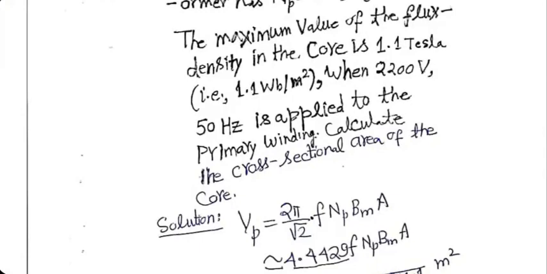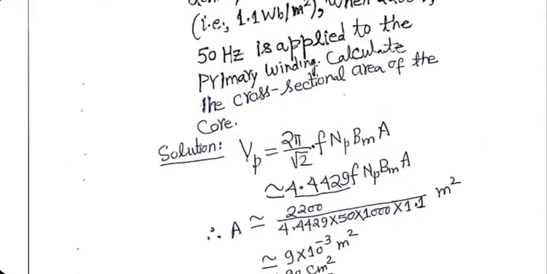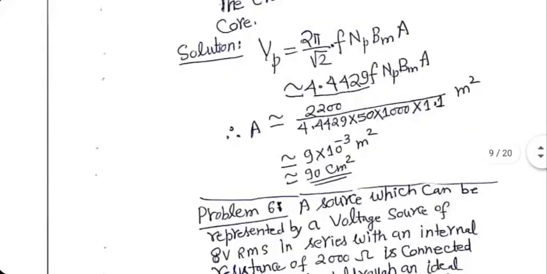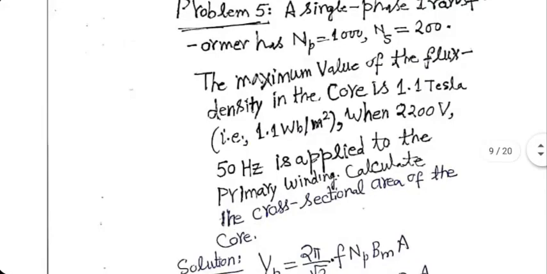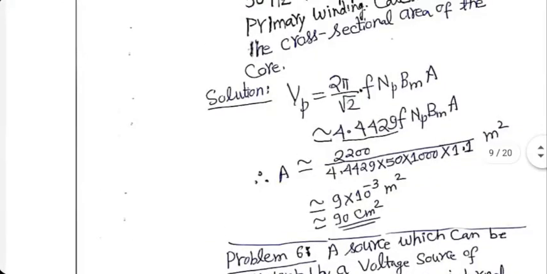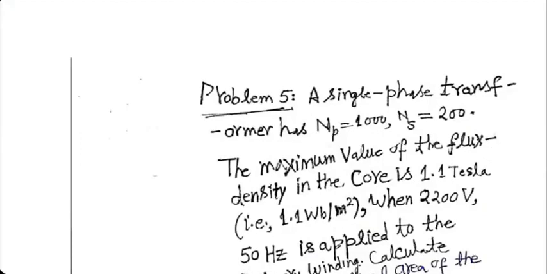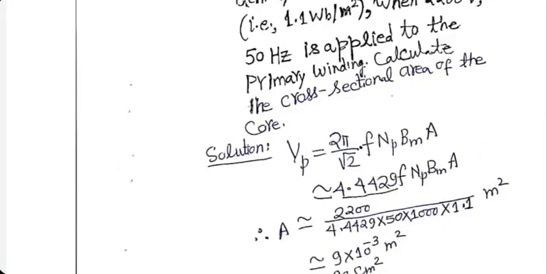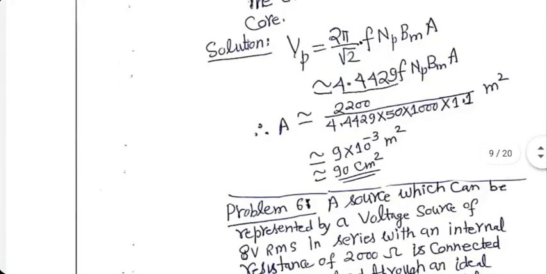Oh yeah, that factor 2 pi divided by square root of 2, or pi multiplied by square root of 2, is approximately 4.4429. Many books use that number rather than 2 pi divided by square root of 2. Fine, not a big issue. So let's put all the values. F is 50 hertz, NP is 1000, BM is given as 1.1 Weber per meter square, VP is given as 2200 volts. RMS values are given. This formula applies to RMS value. So it is a straightforward calculation after that.